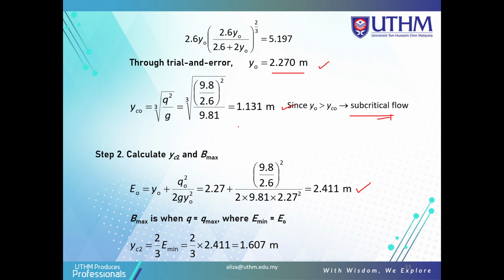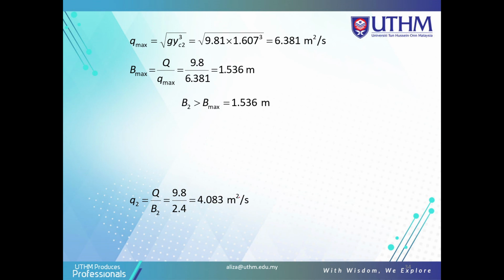Now for step 2, find the E naught here. Bmax is when Q is equal to Q max, where E minimum is equal to E naught here. So you get the Y critical at 2 based on this formula, and you get the value of 1.607. Now we look at the Qmax here. When you get the value, you just put the value of Qmax here, 6.381 meter cube per second.